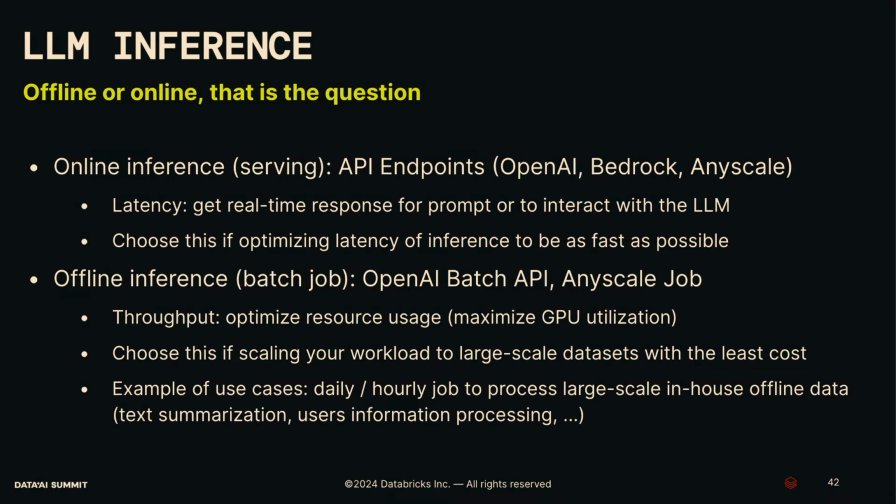The second category of inference is what we call offline inference, which is often done by a batch job. OpenAI has the batch API, and Anyscale also has a job API, where you can submit a job to optimize the throughput of resource usage. You should choose this if you want to scale up your workload to a large-scale dataset and you have a very tight budget. Offline inference will give you better throughput at the least cost. An example use case is running a daily or hourly job to process large-scale in-house offline data. You don't care much about the real-time response, but you want results in hours or days, like text summarization of a large-scale text or user information processing. That's all suitable for offline inference.